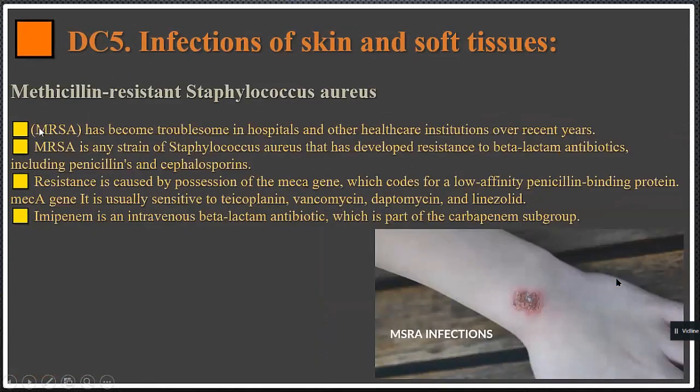Methicillin-resistant Staphylococcus aureus, it's called MRSA. So it's not common now. Before it was common. So MRSA here means resistance. Resistance is caused by acquisition of the mecA gene, which codes for a low affinity penicillin binding protein. It is usually sensitive to teicoplanin, vancomycin, daptomycin, linezolid. Also, you can use intravenous antibiotics.